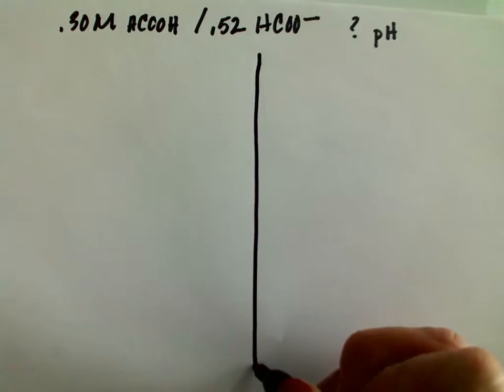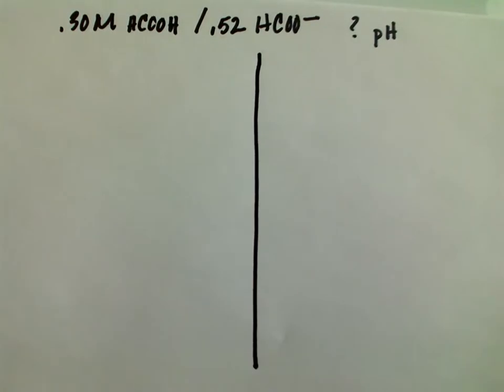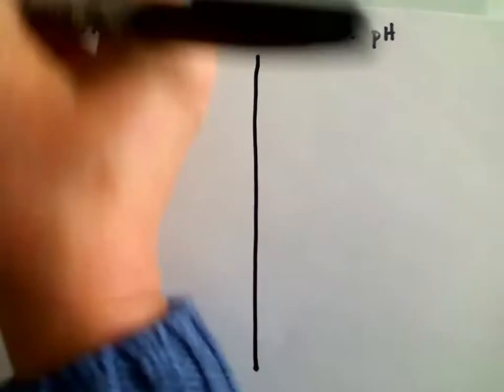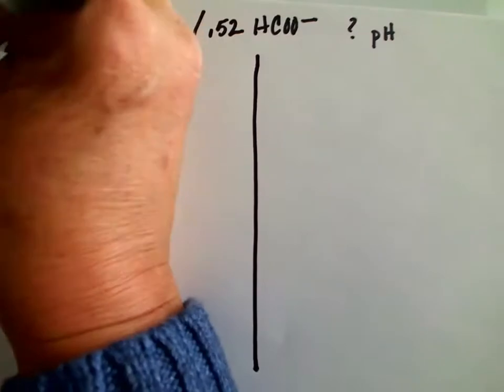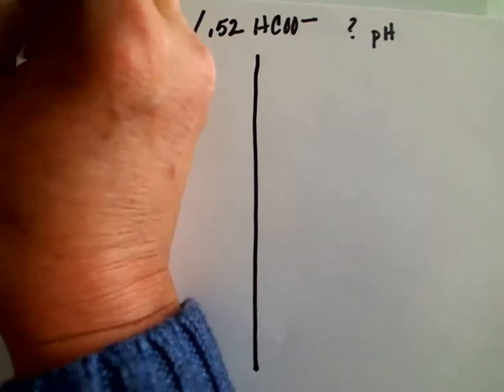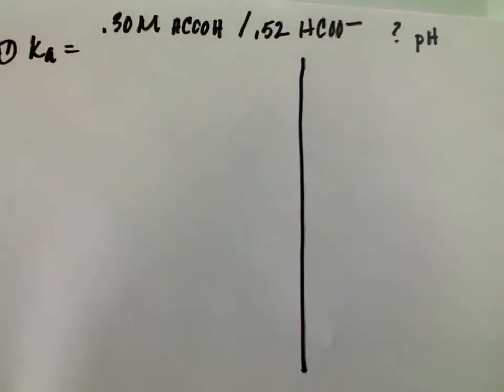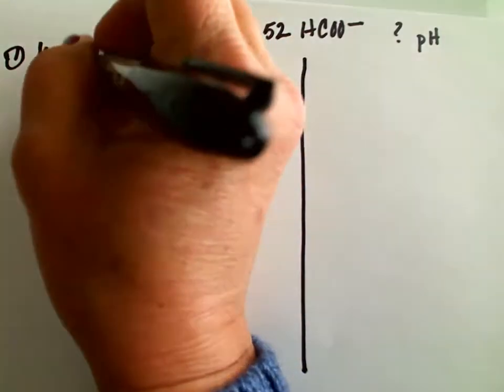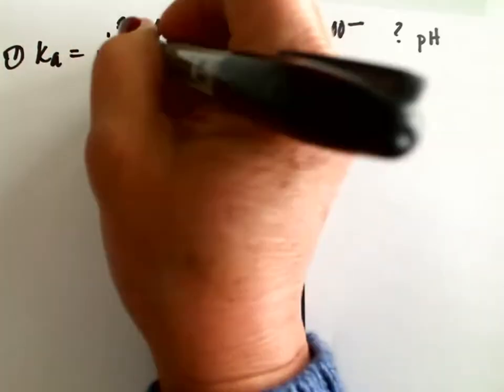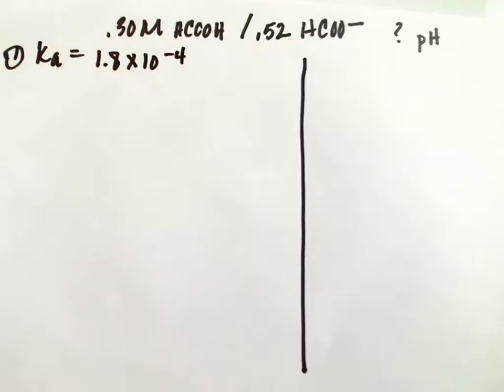Now in Gen Chem 2, you should have been introduced to acid dissociation constants, and that's the first method we're going to use. So that means we're going to need a Ka for formic acid, and that Ka is 1.8 times 10 to the minus 4.